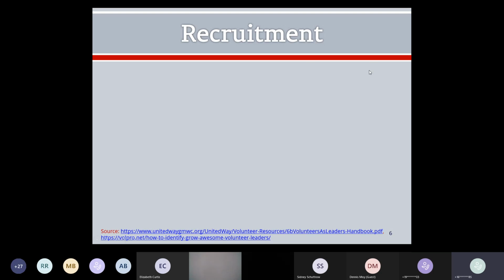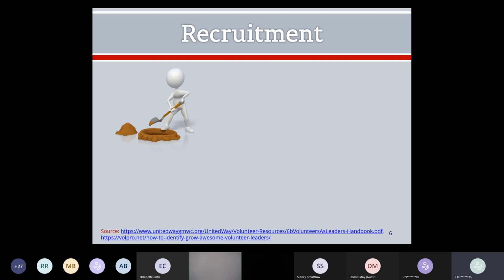So recruitment. How are we going to find these people? How are we going to recruit them into our organization? Recruitment for leaders is really very similar to how we recruit our volunteers in general for any other role that we have. You have to complete that volunteer role description and ask ourselves, and dig a little bit deeper in these questions: who's going to be qualified and interested in this position? Who's going to meet the time requirements?